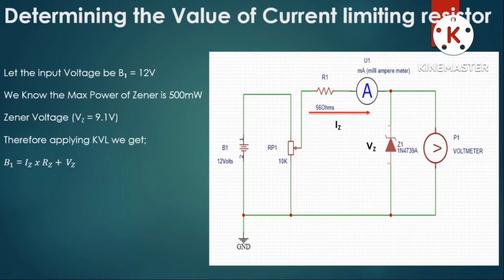So here the input voltage is B1 and the current flowing through the circuit is IZ. The IZ is flowing through R1 and the Zener voltage is VZ, which is across it. So applying KVL, the input voltage will be the summation of the potential drops. Hence B1 is equal to IZ into RZ plus VZ. Now from rearranging this term, we can find out the expression for RZ, and then we'll be able to get the value of the current limiting resistor.